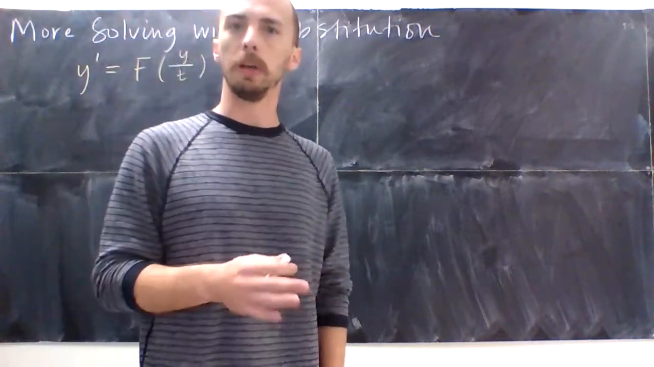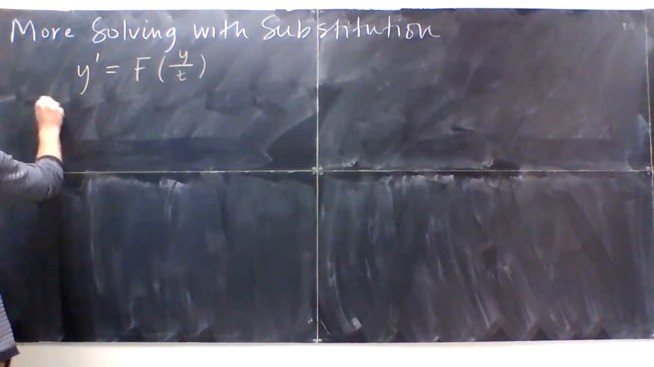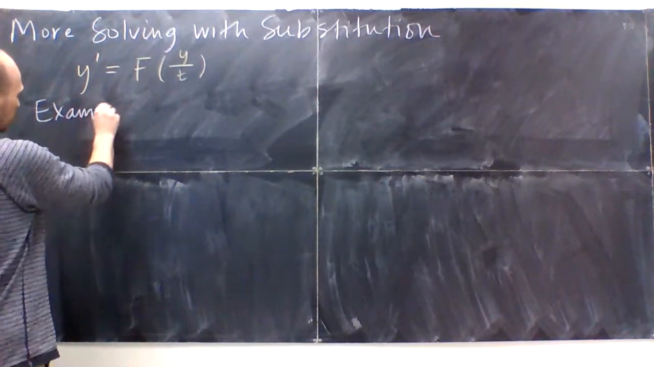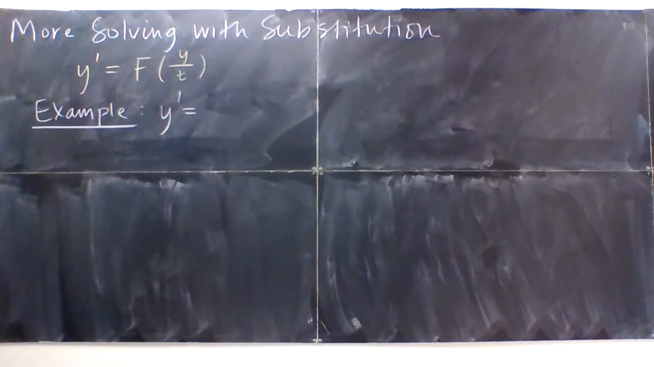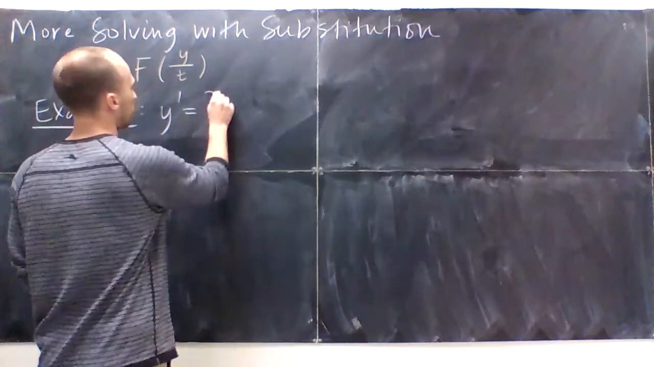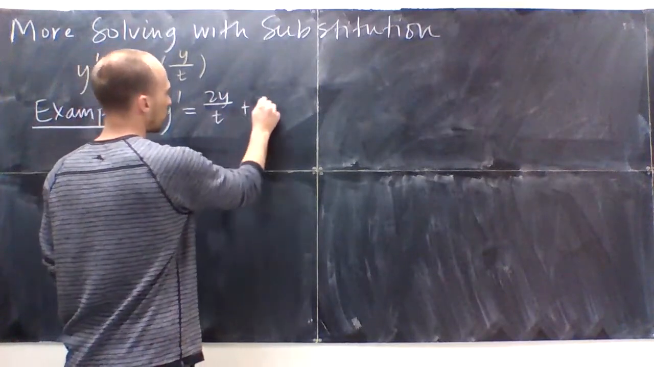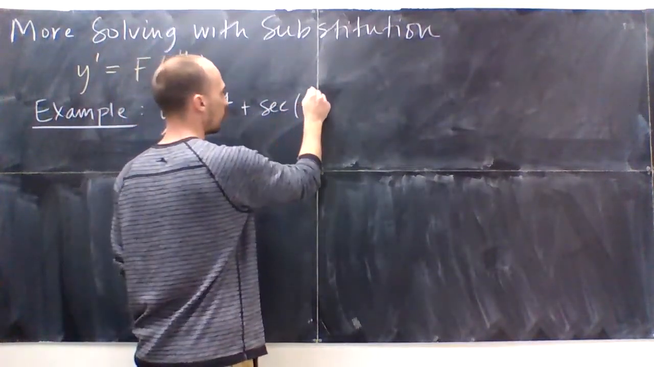So I think I just want to jump in and do some examples for you in this video. I'm not sure if this one precisely fits the mold, but it does really give you a good picture of the technique. So this one is y prime equals 2y over t plus the secant of y over t squared.